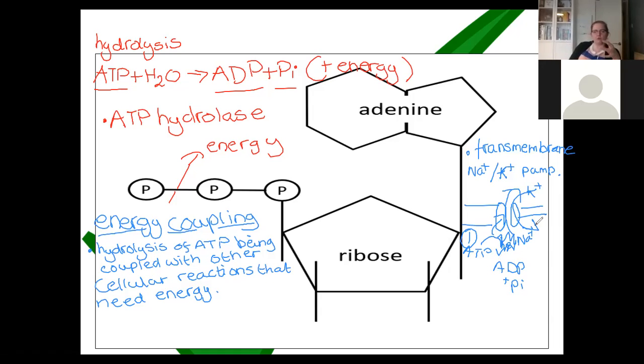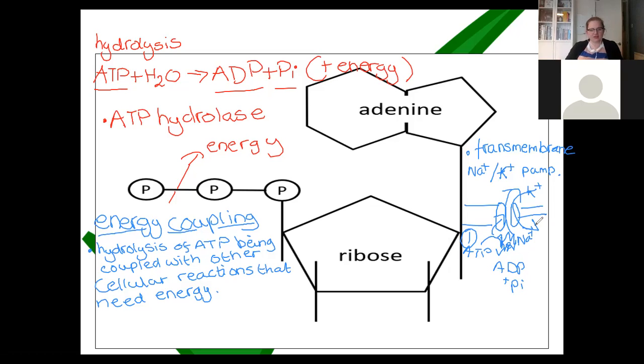Because this pump requires energy, it's basically a form of active transport. Because it requires energy, we couple the hydrolysis of ATP with this transmembrane pump, just to allow it to happen a lot more smoothly, because we need a constant supply of energy there.